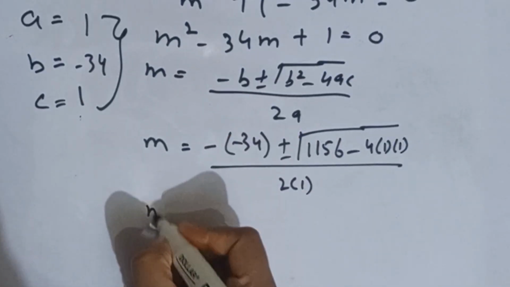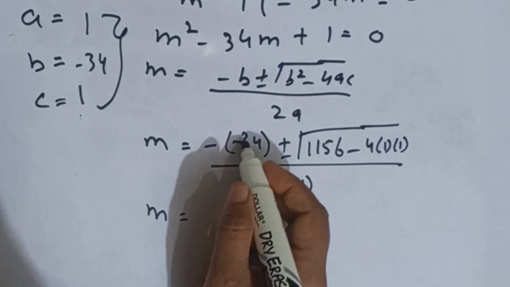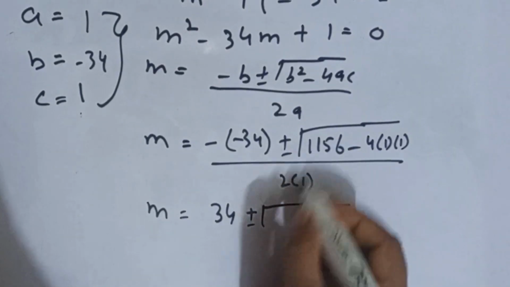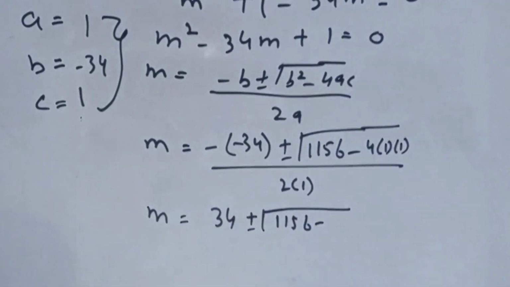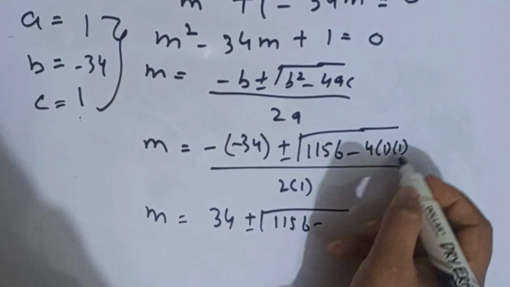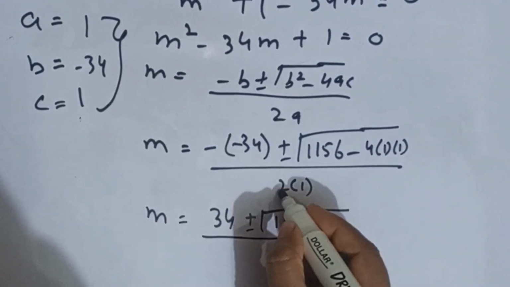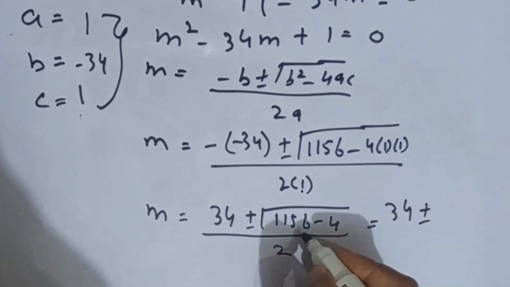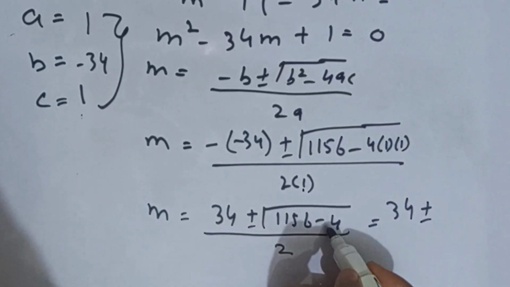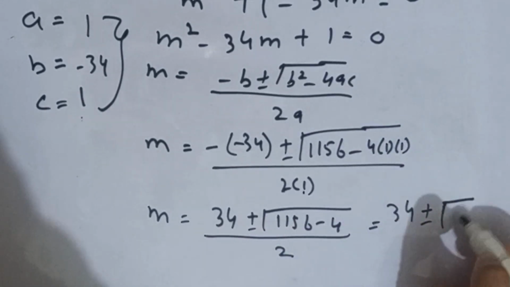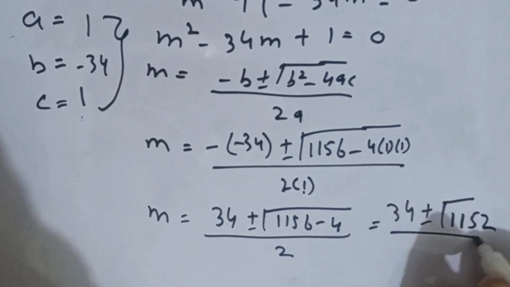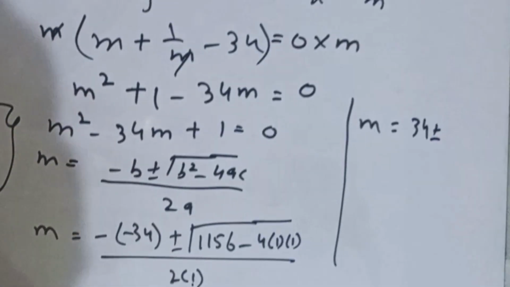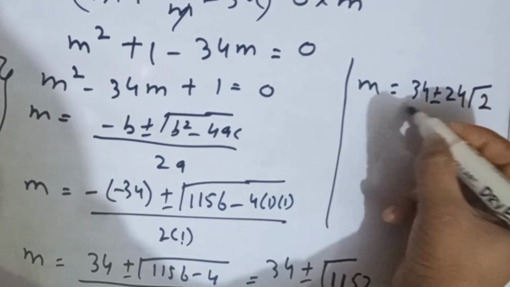Now we simplify this value. Minus and minus become positive, so we have 34 plus or minus the square root of 1156 minus 4, which is 4 times 1, over 2 times 1. Simplifying, we get 34 plus or minus the square root of 1152 over 2, so m is equal to 34 plus or minus 24 times the square root of 2, over 2.